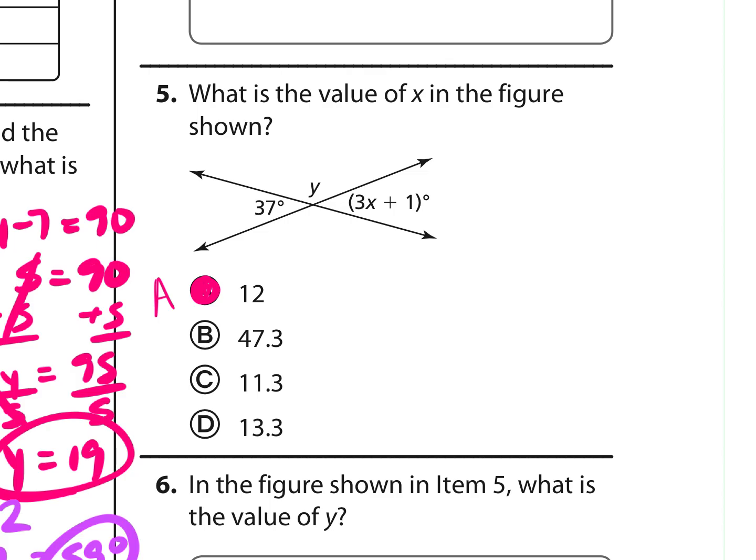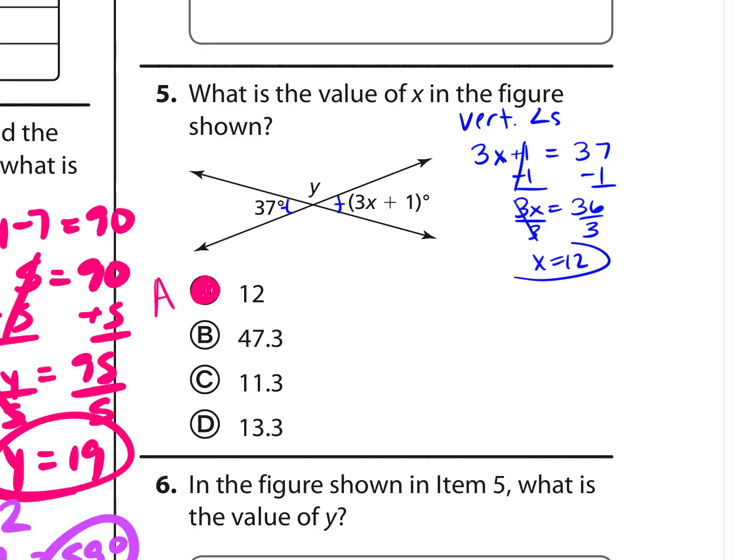Number 5, what's the value of x in this figure? Well, we know that these two angles are congruent to each other because they are vertical angles. So we can say that 3x plus 1 is equal to 37, and we can use that little equation we've set out to solve for x. So I'm going to subtract 1 from both sides to get that 3x is equal to 36, and then divide both sides by 3 to find that x is 12.